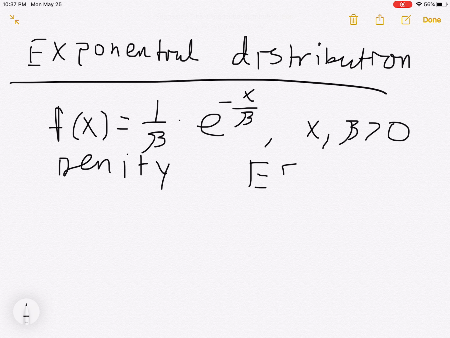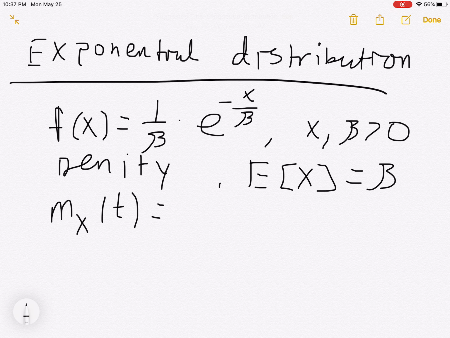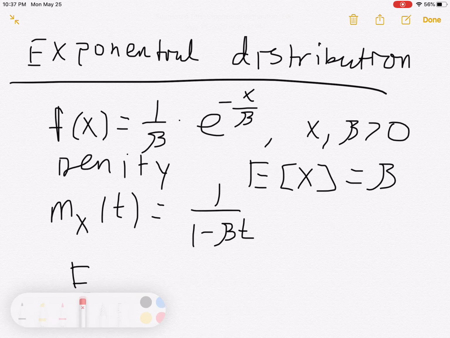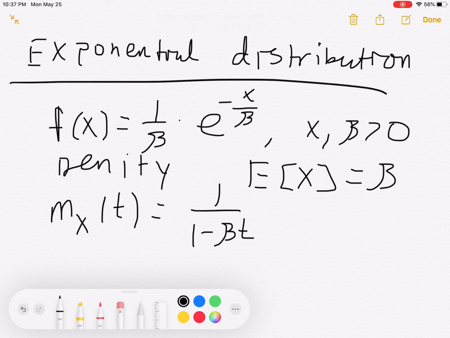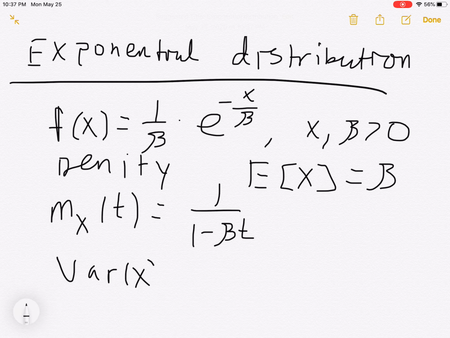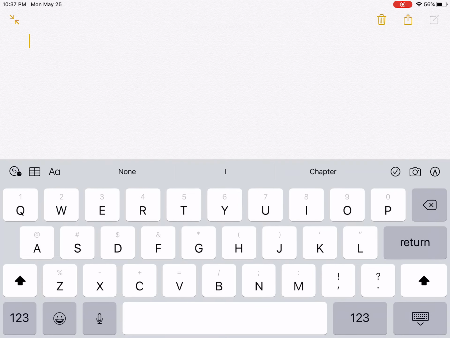Okay, we also know E of x is equal to beta, and the moment generating function is 1 over 1 minus beta t, and other good stuff like that. The variance of x is equal to beta squared. Okay, but here's a quick example.